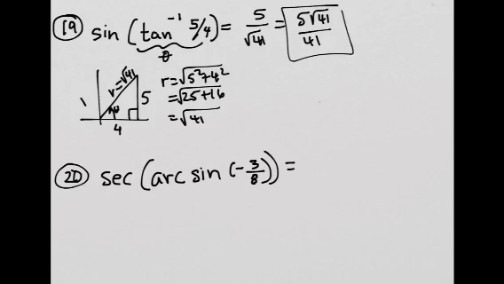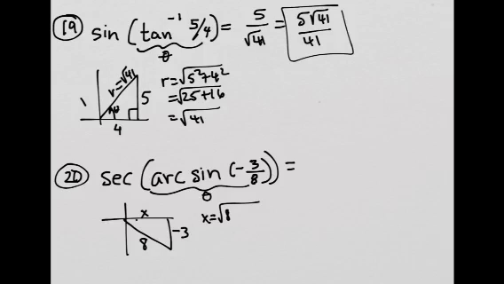Okay, so for number 20, same thing. There's arc sine, so we know that this is an angle. The ratio is negative, so we know that it's in quadrant 4 for sine, so we draw it right there. Sine is y over r, so it's going to be negative 3 over 8. So x is the square root of 8 squared minus negative 3 squared. So it's 64 minus 9, and it's going to be square root of 55.